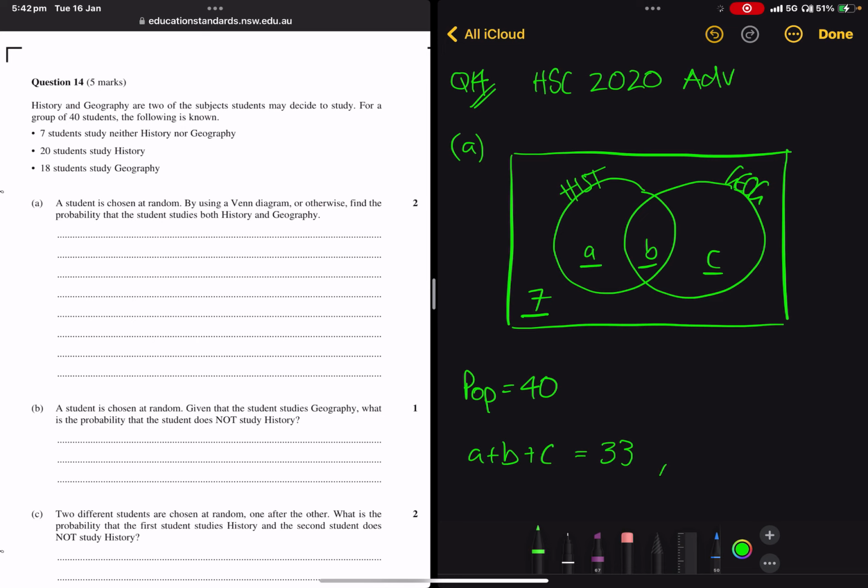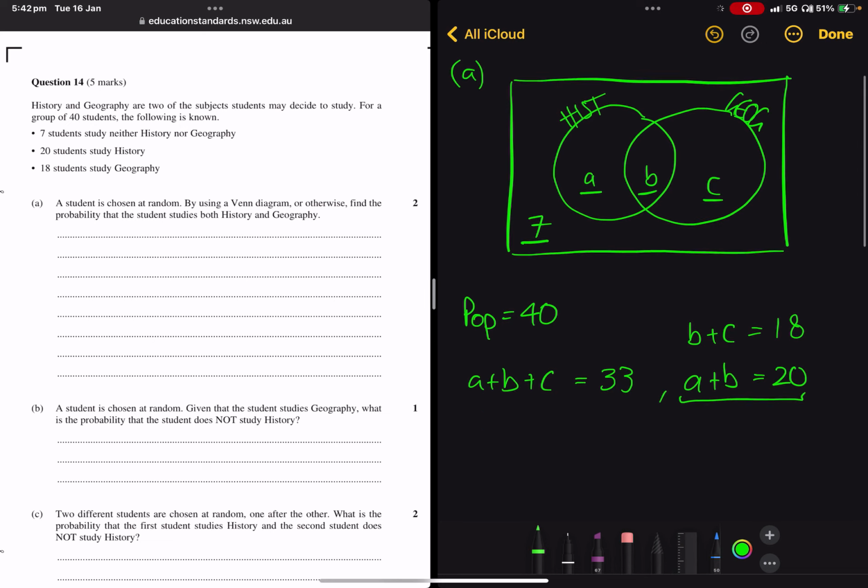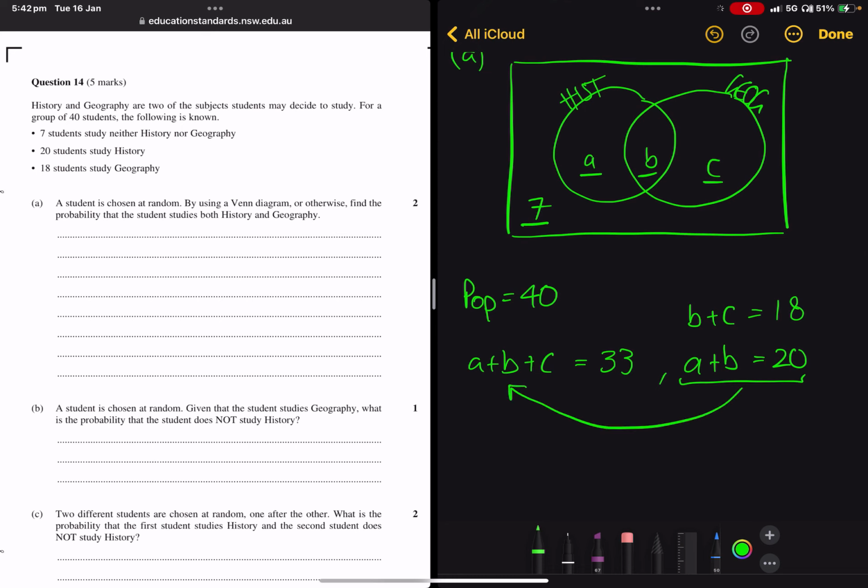We also know that A plus B, all of the students contained in history, equals 20. We're told this in the question. 20 students study history. We're also told B plus C is equal to 18. Now, just by looking at this, if A plus B is equal to 20, we could replace this A plus B with 20. We would get 20 plus C equals 33. This would tell us C is equal to 13.